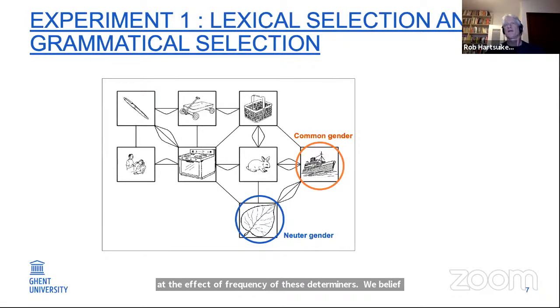So 4 items had common gender, 4 had neuter gender, and we matched the pictures for a number of variables, including frequency, age of acquisition, and number of names for the most dominant name. Okay.